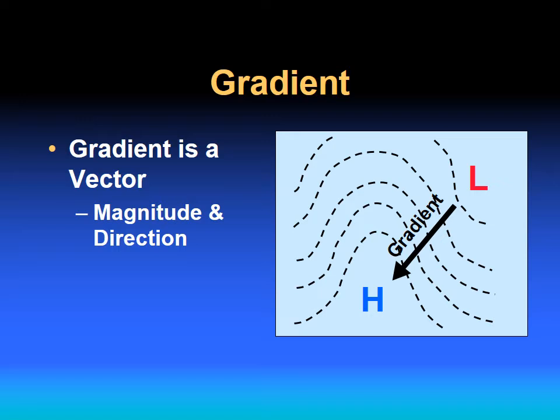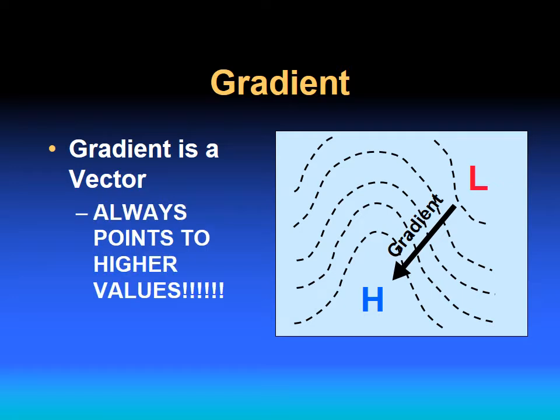So a gradient is a vector, and as you know, vectors have magnitude and direction. And it's important to note that gradients always point towards higher values, and that the gradient vector is perpendicular, or 90 degrees, to the isopleths. So always point towards higher values and 90 degrees to the isopleths. There it doesn't look like it's 90 degrees. It's kind of my fault. I probably should have drawn an arrow that's a little bit better.